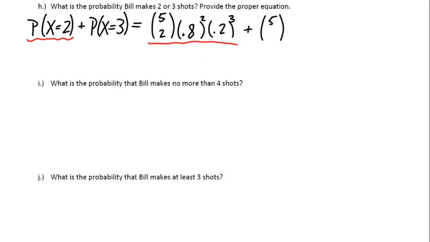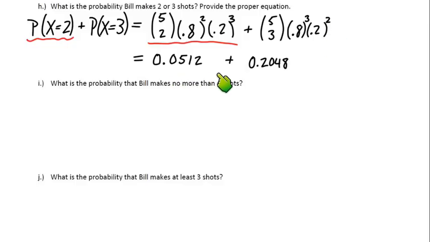And then how about 3 made shots? So we could start out with 5 choose 3, and then 3 successes, so 0.8 to the 3, and then 2 failures, so 0.2 to the power of 2, which is 0.0512 plus 0.2048 for a grand total of 0.256.